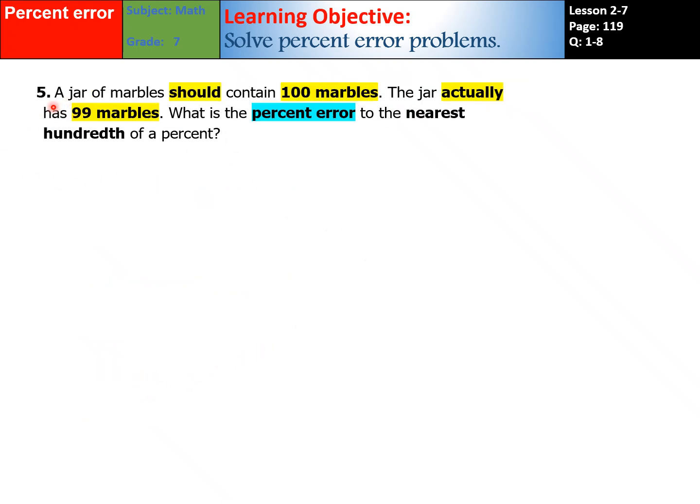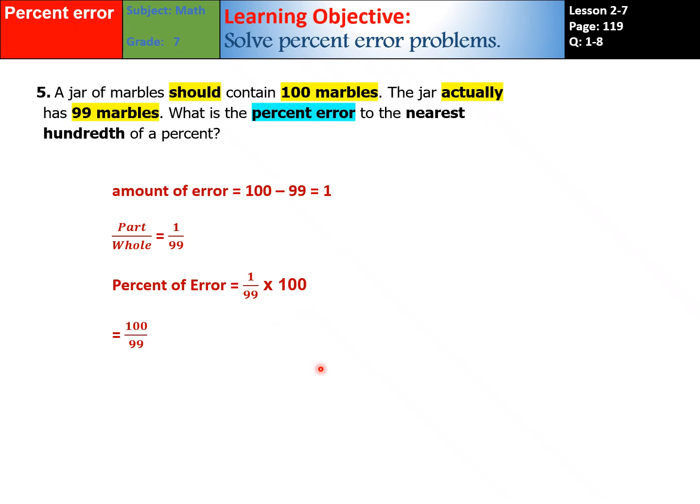Another question: a jar of marbles should contain 100 marbles, but the jar actually has 99 marbles. What is the percent of error? Here, what you will do, 100 minus 99 will give you 1 out of 99, because actually it has 99. Now you will multiply it with 100. 100 divided by 99 is 1.01%. So the percent of error is 1.01%.